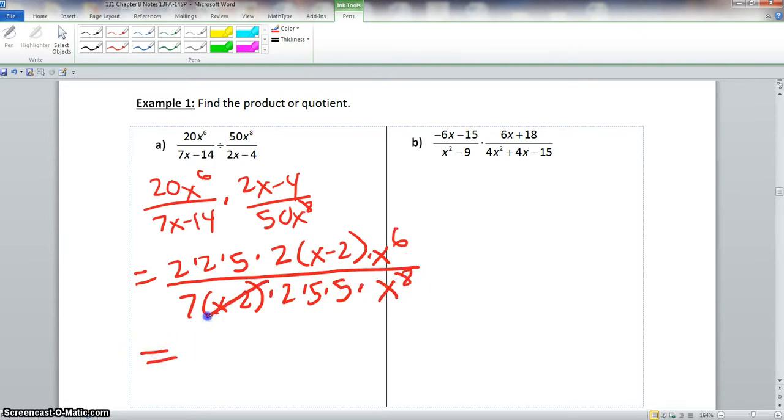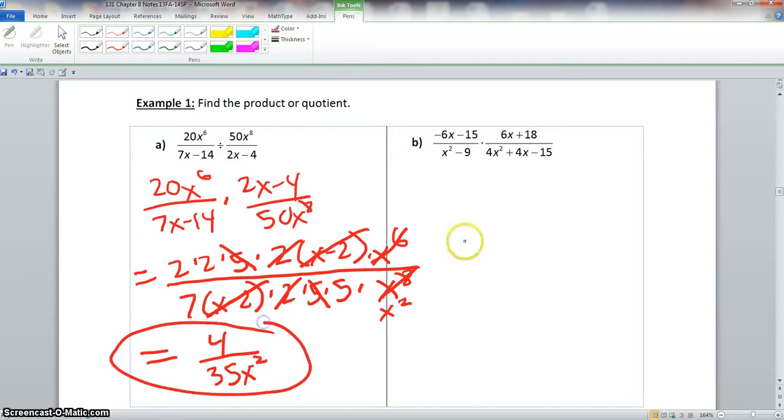Now, if you notice, we have these x minus 2's that will simplify out. We have this set of 2's that will simplify out. We have one set of 5's that simplify out. And we know x to the 6th and x to the 8th will leave an x squared in our denominator. So our final answer would be 2 times 2 is 4 for the numerator. And our denominator will be 7 times 5, which is 35, and the x squared. And we're done.